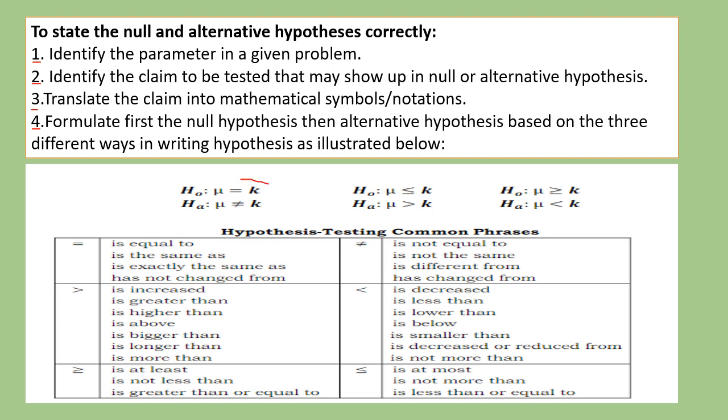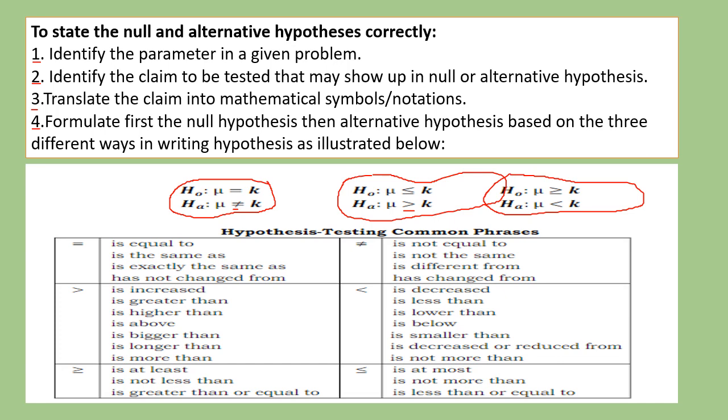Now, when the null hypothesis is equal, the alternative is the not equal symbol. When the null hypothesis is less than or equal, the alternative hypothesis must be greater than. When the null hypothesis is greater than or equal, the alternative hypothesis is less than. So, we have here hypothesis testing common phrases: equal, not equal, greater than, less than, greater than or equal, and less than or equal to. We need to familiarize ourselves with these common phrases.